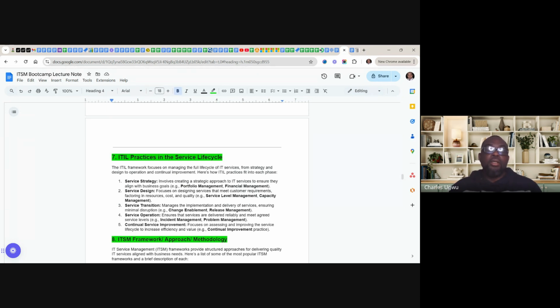Okay, this is the ITIL practices in service life cycle. So within a service life cycle, if you have been in my project management class, you remember we've done project life cycle. If you remember project life cycle, you remember initiate stage, how we start from.